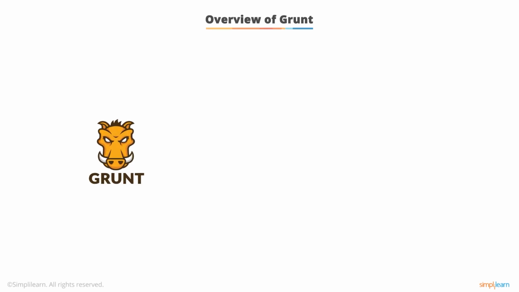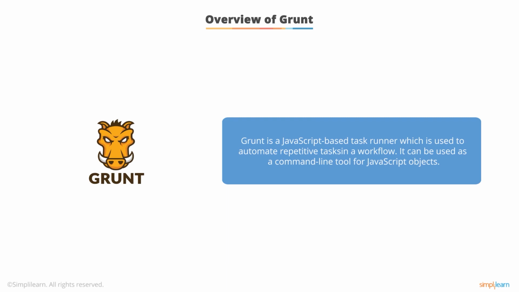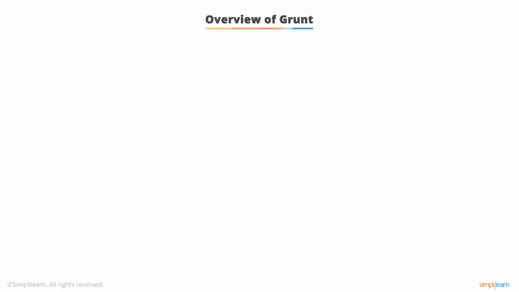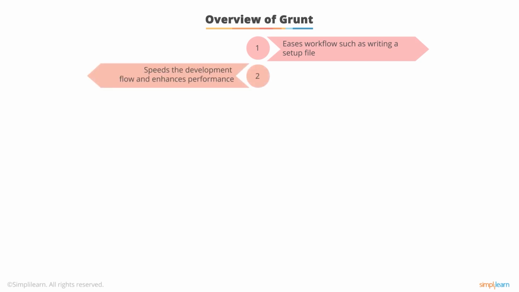Overview of Grunt. Grunt is a JavaScript-based task runner which is used to automate repetitive tasks in a workflow. It can be used as a command line tool for JavaScript objects. Let's take a look at some of the key points to understand about Grunt. In Grunt, developers write Grunt setup files to ease workflow. Thus, Grunt speeds up the development flow and enhances performance. It helps with the automation of repetitive tasks with less effort.